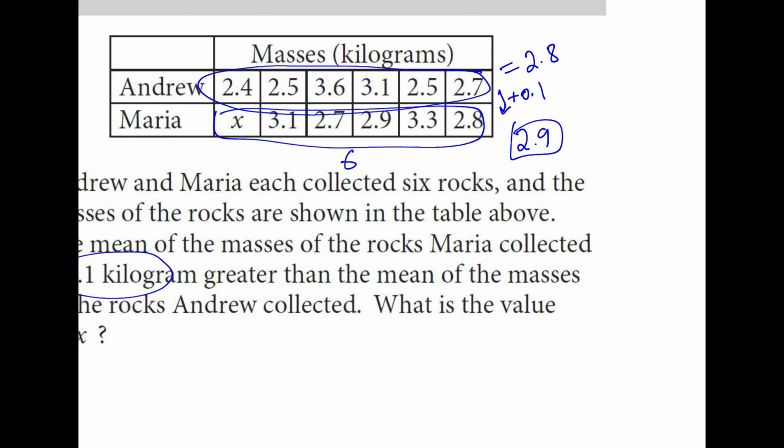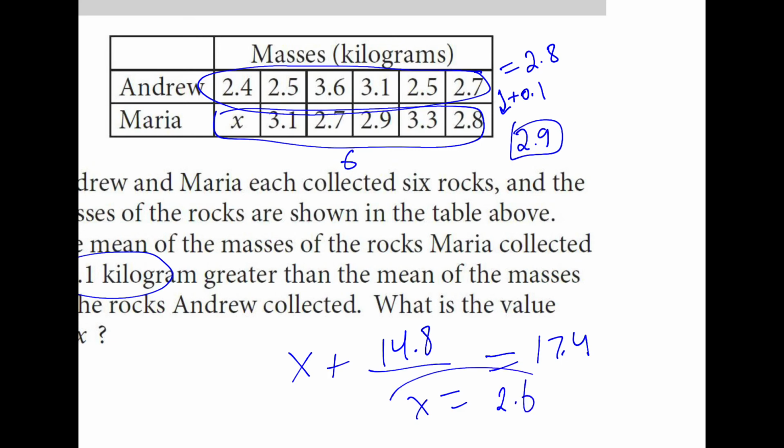So I'll start by doing 2.9 times 6, and now I have this equation. If I add all these known values, I get 14.8. So if I subtract that, I get 2.6.